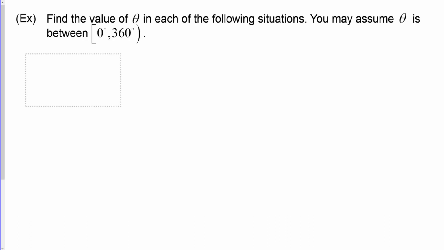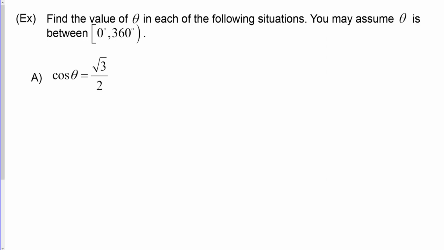So let's see how this might work. Let's find the value of theta in each of the following situations. You may assume theta is in between 0 degrees inclusive, 360 degrees exclusive. So we want to figure out for what values of theta cosine is equal to the square root of 3/2.